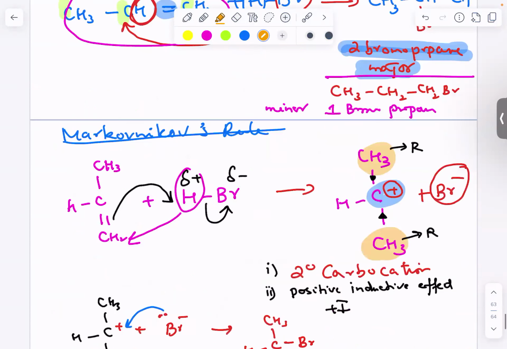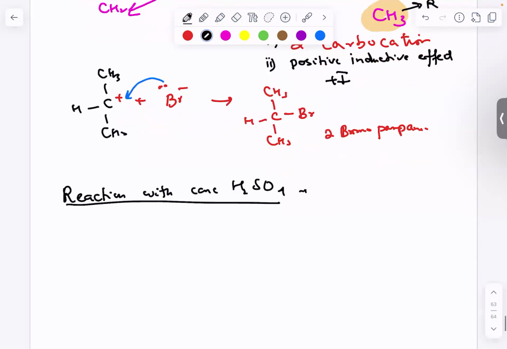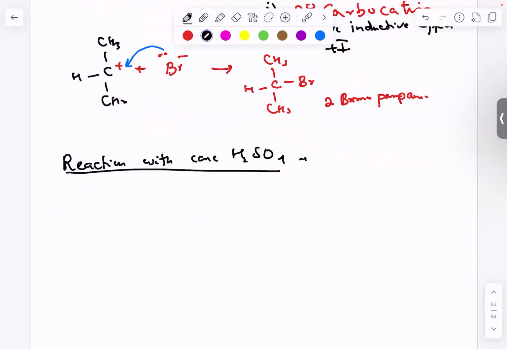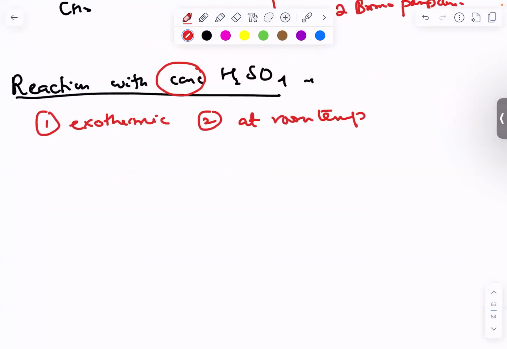Now, the next reaction we are going to do is reaction with concentrated sulfuric acid, H2SO4. All right. So, concentrated sulfuric acid also adds across the double bond. The reaction occurs at room temperature and it is exothermic. Repeating, this reaction is number one, exothermic, and it takes place at room temperature. Why at room temperature, Zena? Because we are using concentrated sulfuric acid, right?